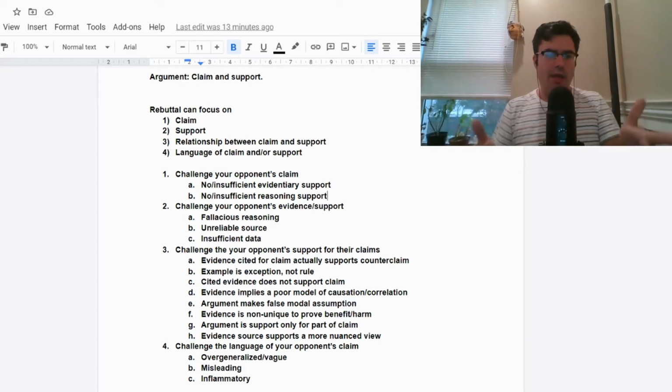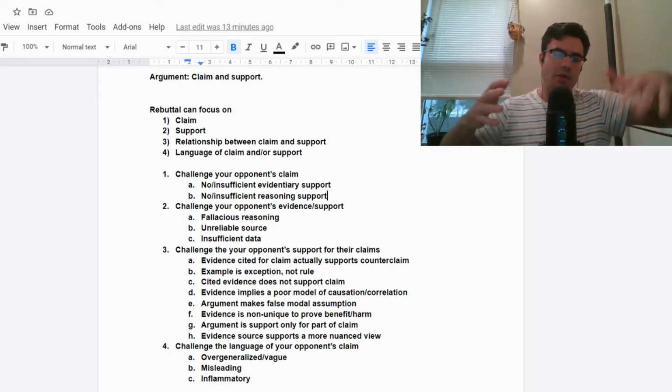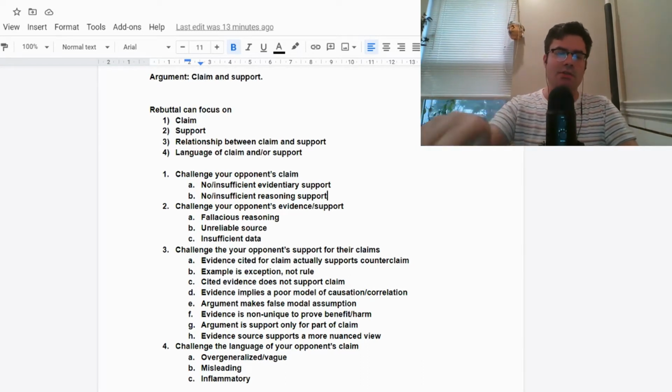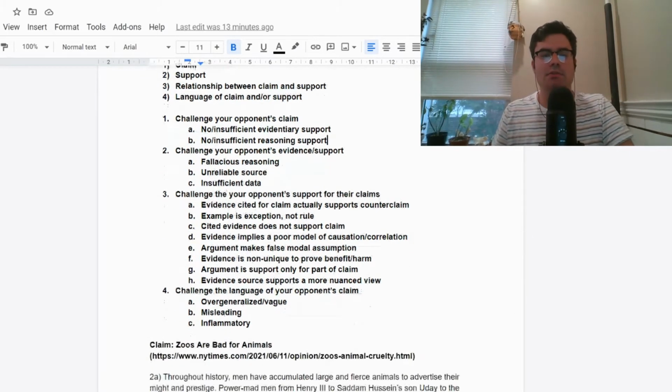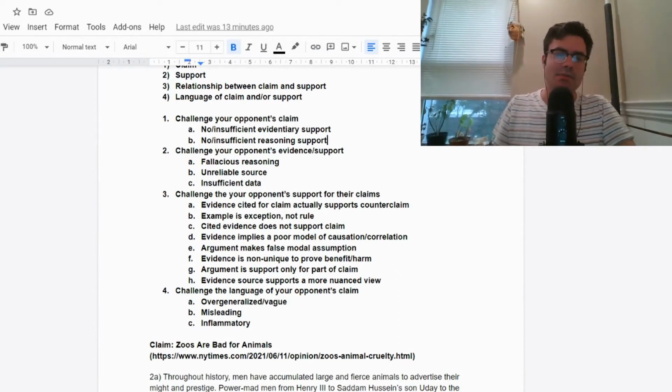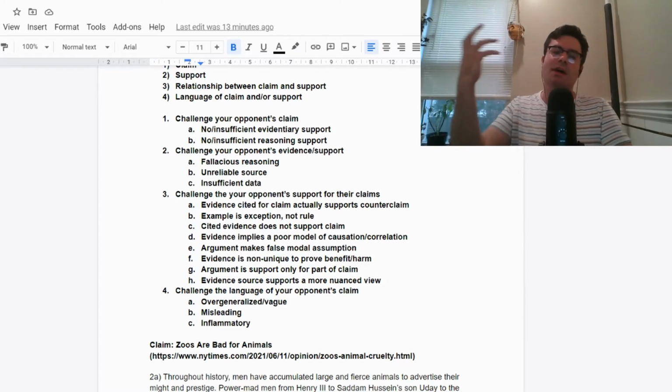So I have a whole bunch here already, and this could become arbitrarily long. So I've selected and described a few things here, mostly because I found them in the article, and I'll give you a bunch of examples. So the first one is the evidence cited for the claim actually supports the counterclaim. This is so nice when it happens. Someone gives you evidence of why something is bad or why something is good, and you say, well, if we really took that by itself, wouldn't we think just the opposite?